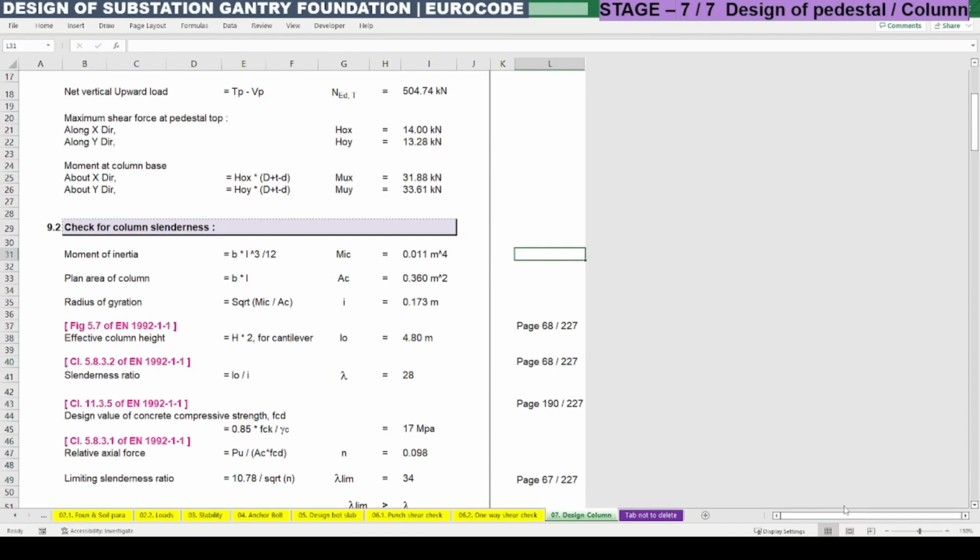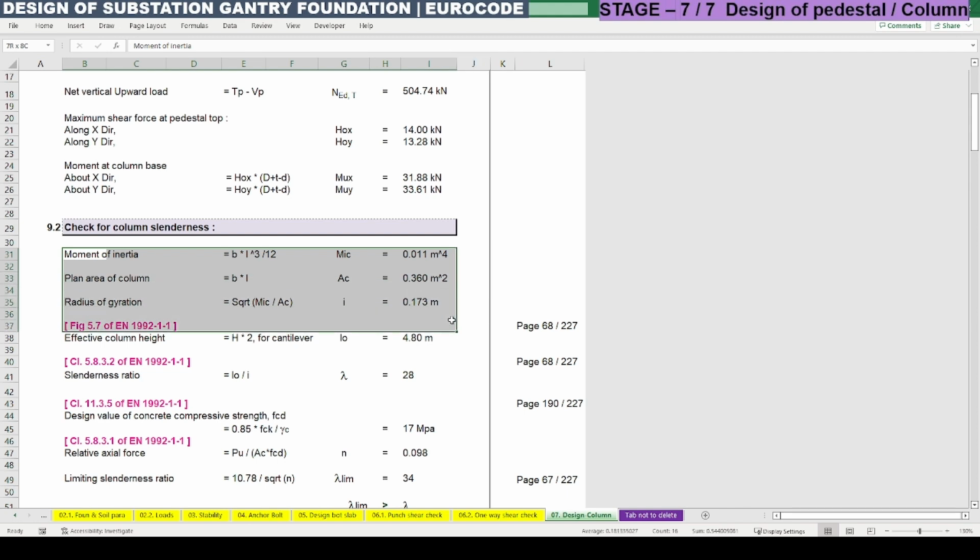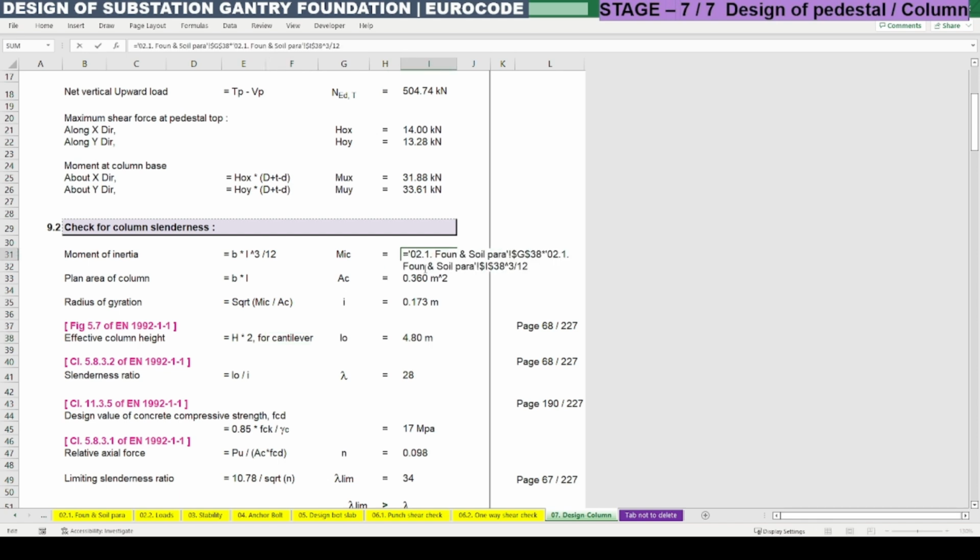For the column slenderness check, first we need to do this basic calculation. The moment of inertia, we all know, is BD cubed by 12. Applying 0.6 into 0.6 cubed divided by 12 as the column size, we are getting 0.0108 meter power 4, and the plan area is B into L, 0.6 into 0.6 equals 0.36 meter square. Radius of gyration, we all know, is the square root of moment of inertia divided by cross sectional area. Applying this, it is coming 0.173 meter.